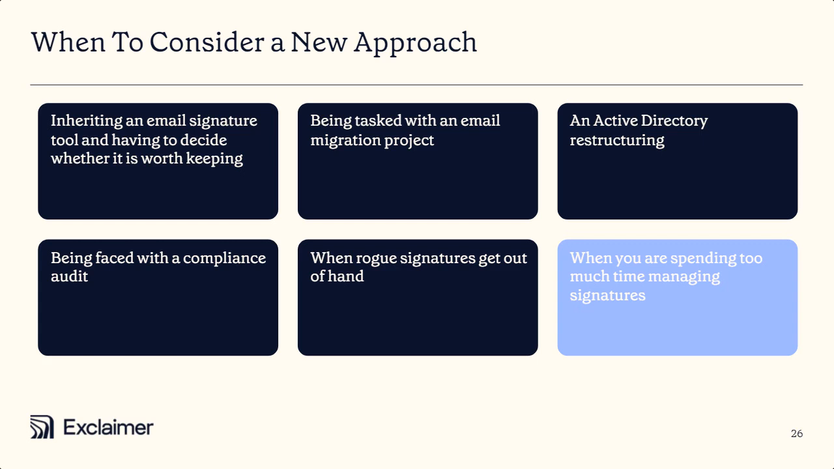Also, when rogue signatures get out of hand. It's not that uncommon for users to have a little bit of fun with their message signatures, but when it gets to the point where you have everybody in the organization doing it, and the signatures are completely inconsistent from one another and no longer projecting the type of image that the organization is trying to project, that's a very good indication that it's time to take action and do something about message signatures. And then the big one at the very end is when you're spending way too much time managing signatures. Paul, did you have anything to add?